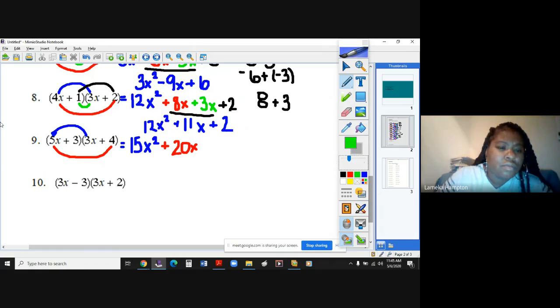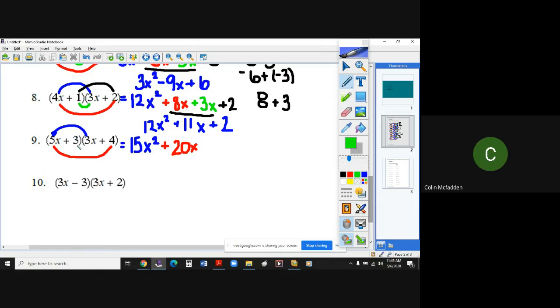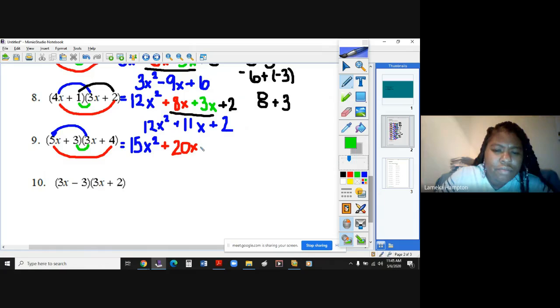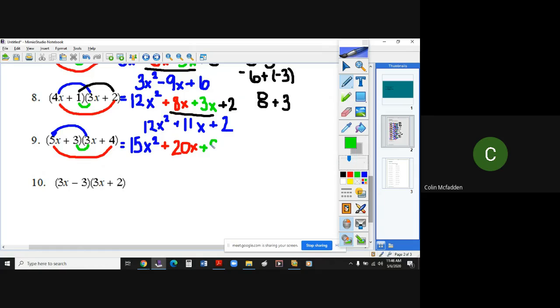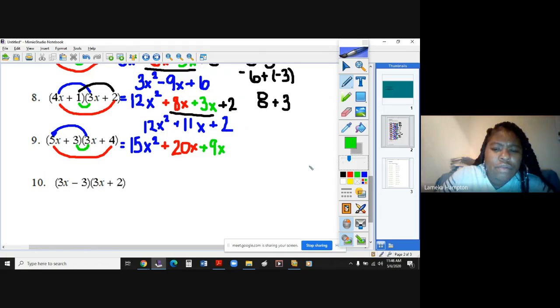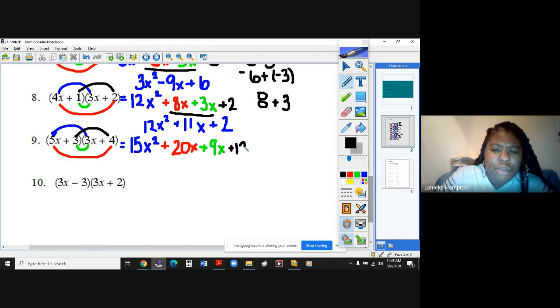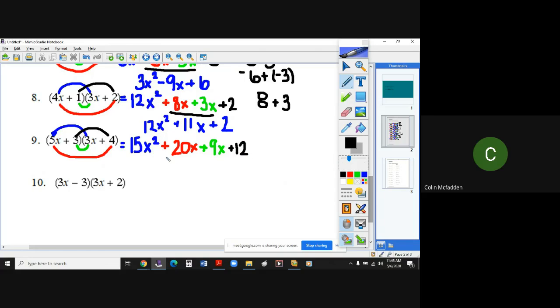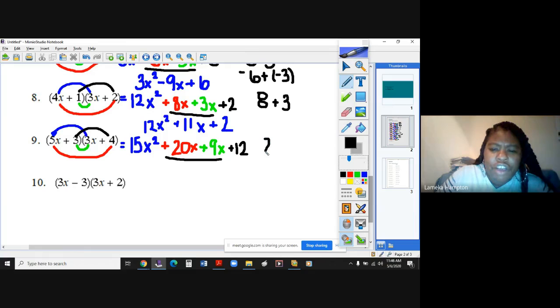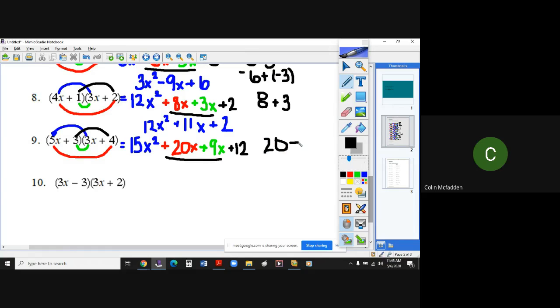3 times 3x, which is 9x. All right. Last but not least, 3 times 4, which is 12. Okay. Like terms, 20x and 9x, which gives me what? 20 plus 9 is 29, so 29x.